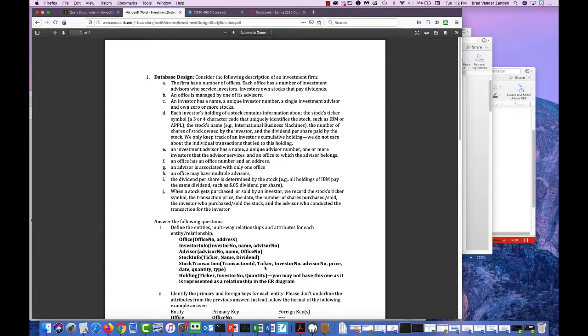So you might think, okay, the stock, the person who purchased it, the advisor, and the date on which it was purchased might be enough. But no, there's active day trading going on. Many people buy and sell the same stock each day. So the date by itself, along with the investor, advisor, and ticker, means nothing.